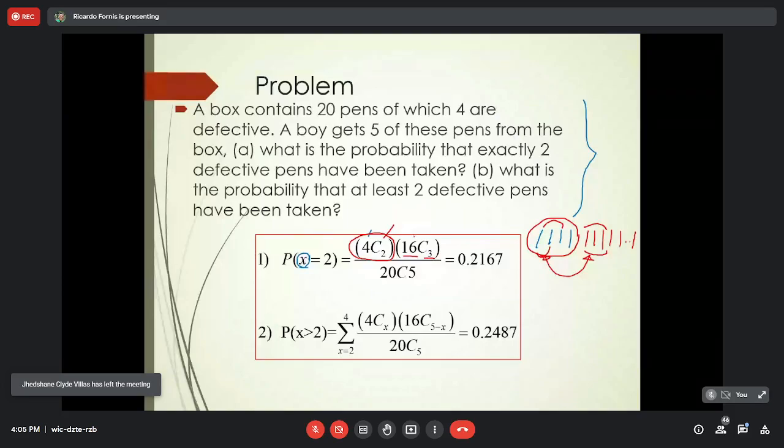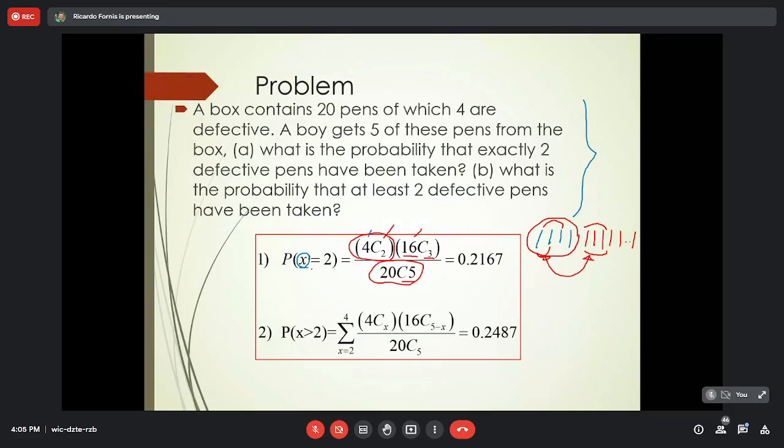So we solve it in this manner: 4 combined 2, 16 combined 3, you multiply them, and then you divide it by 20 combined 5. Because all in all, you will be getting 5 pens.